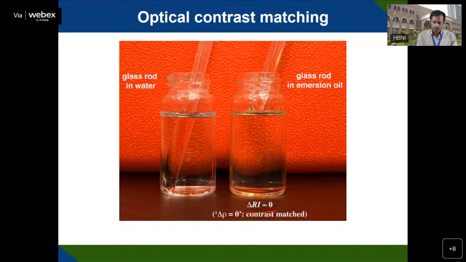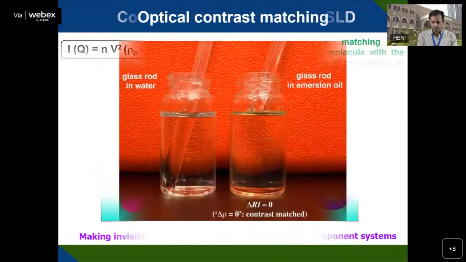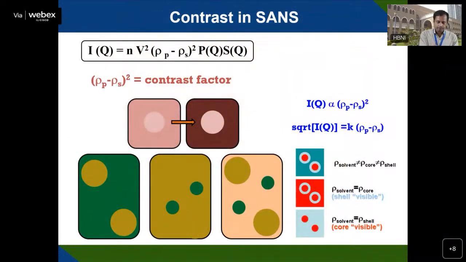Here you are not able to see this glass rod. But here there is a refractive index difference, and you are able to see that glass rod. So this is something like contrast matching, you can say refractive index matching. This is the same phenomenon used in small angle neutron or X-ray scattering. You can see here that this is the contrast factor that we call.